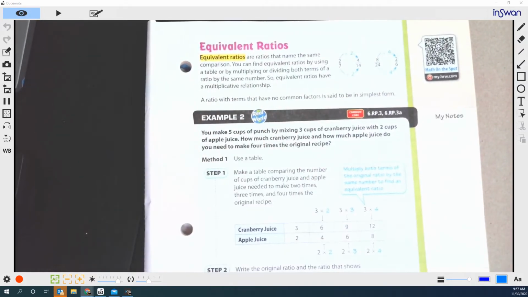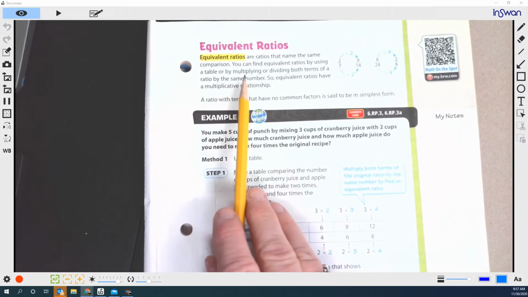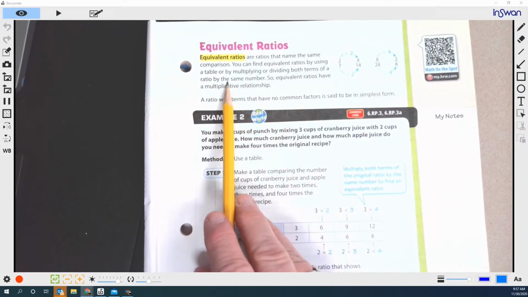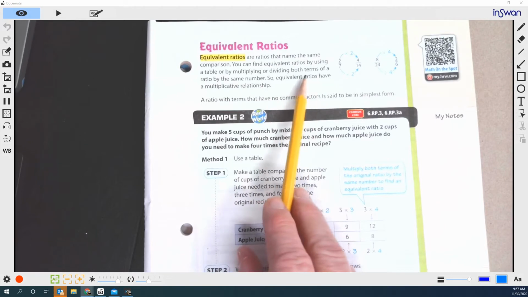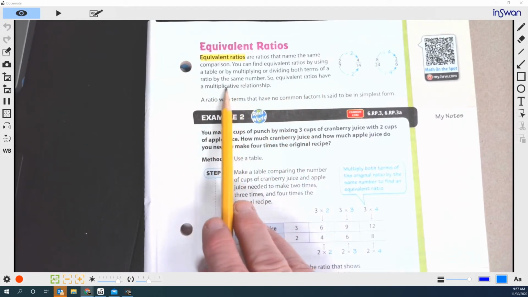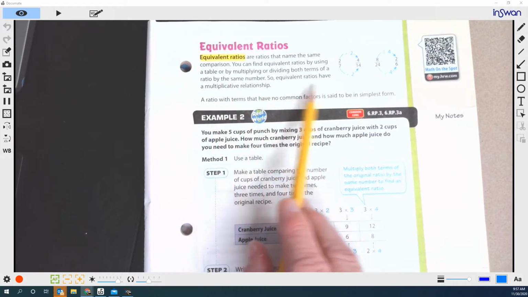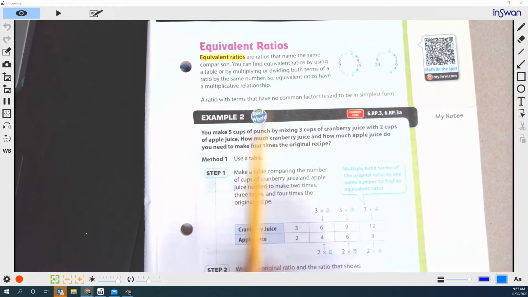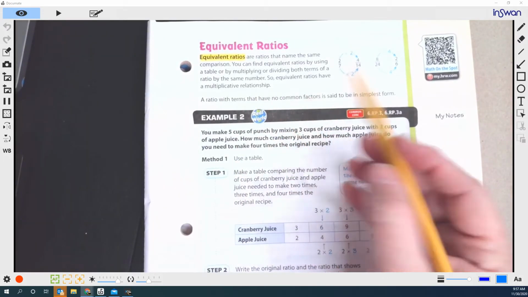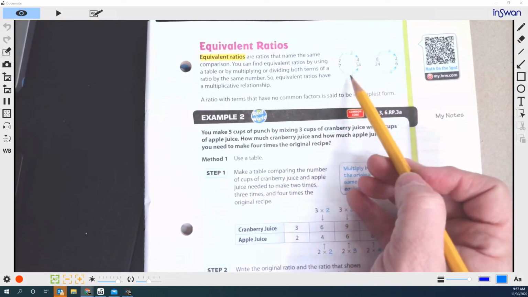Equivalent ratios are ratios that name the same comparison. You can find equivalent ratios by using a table or by multiplying or dividing both terms of a ratio by the same number. So the equivalent ratios have a multiplicative relationship. Like when we were doing equivalent fractions, we talked about that multiplicative value. That's where whatever you do to the top, you do the same to the bottom.